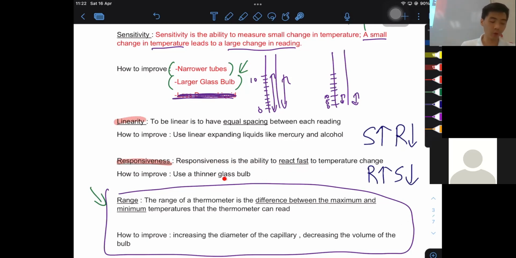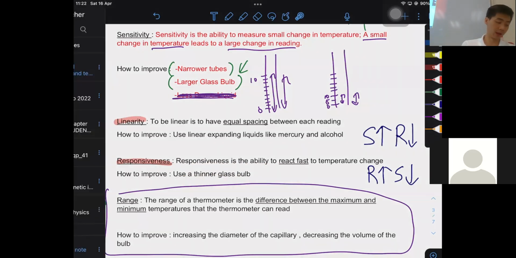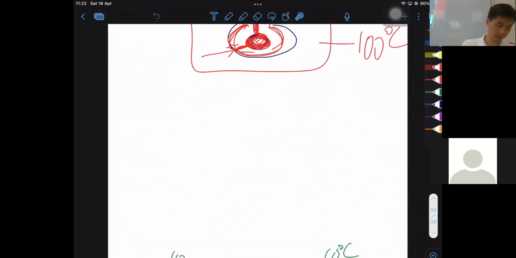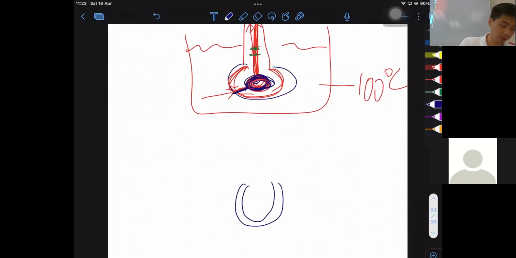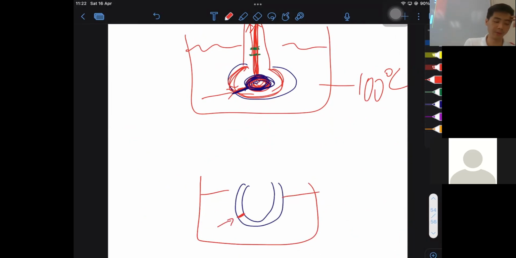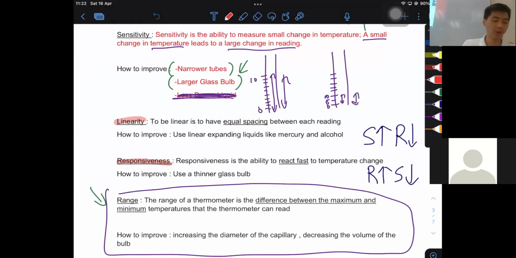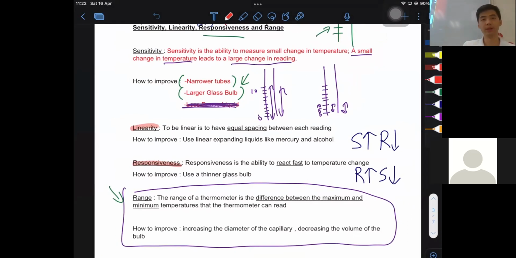The only known method to improve the responsiveness is to use a thinner glass bulb. Because like I mentioned just now, right? Just now in this scenario here, if I have a thick glass bulb, the heat has to penetrate through this layer of glass before it reaches the liquid, right? Today, if I use a thinner glass bulb in the same hot water here, what's going to happen is the heat only needs to penetrate through this little layer of glass before it reaches the liquid here. So all of these things kind of make sense, but you have to do a lot of practice to get it in your head. All right, guys.